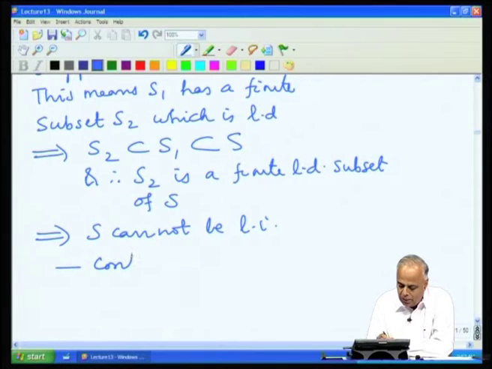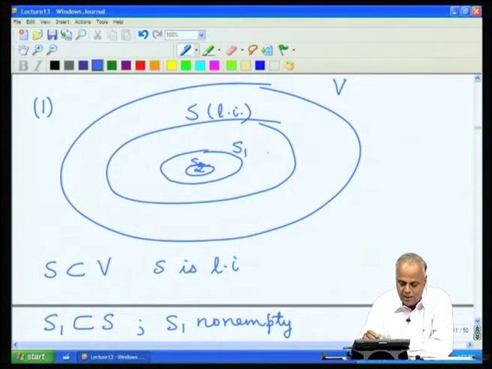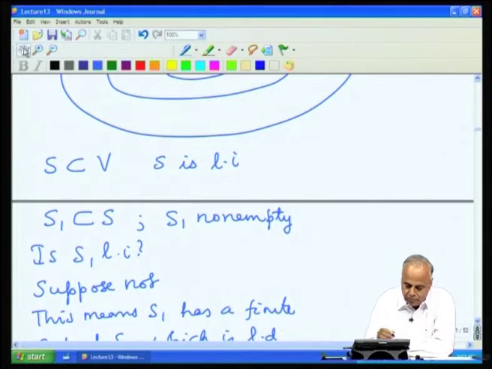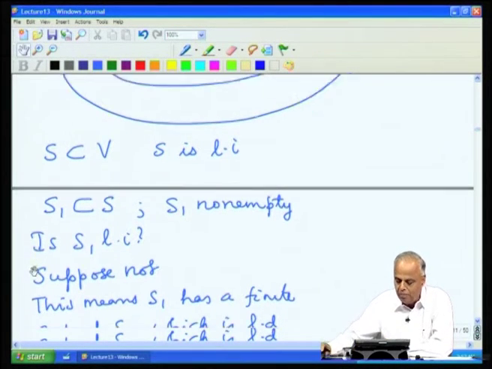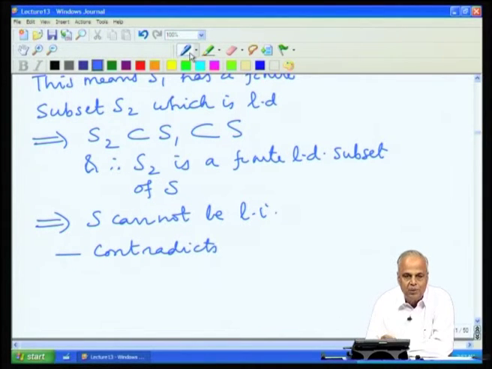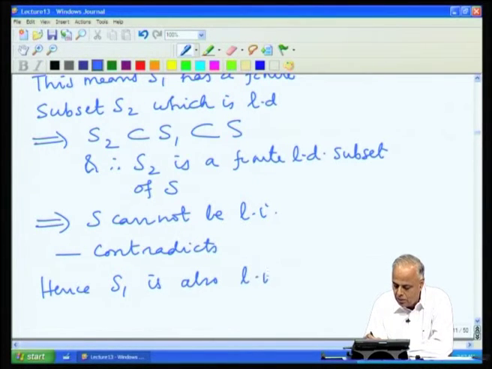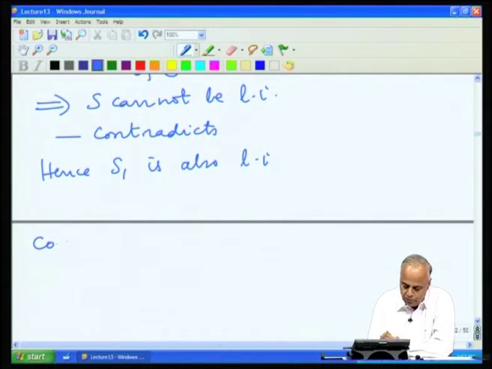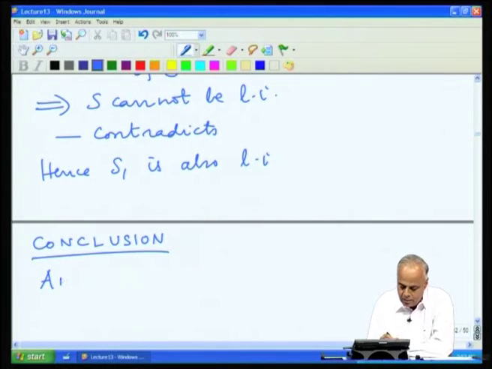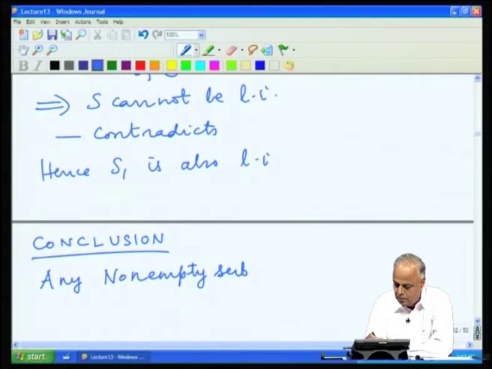This contradicts the starting point, that we started with a linearly independent set. Assuming that S1 is not linearly independent, we came to a wrong conclusion that the original set was not linearly independent. Hence S1 is also linearly independent. So what is the conclusion? The first important property of a linearly independent set is: any non-empty subset of a linearly independent set is linearly independent.